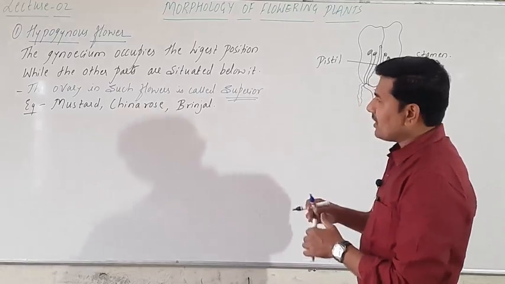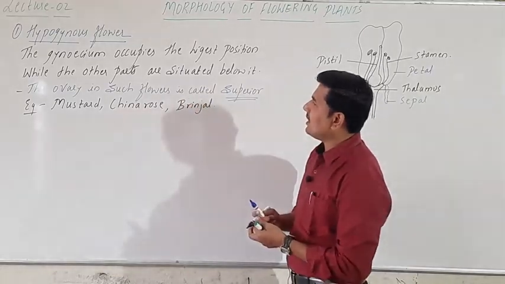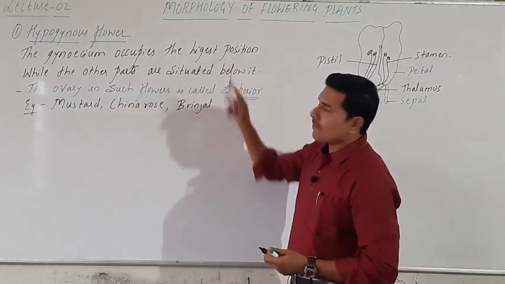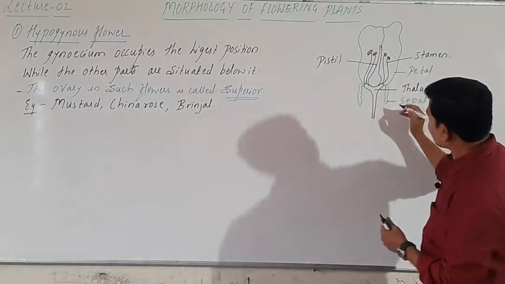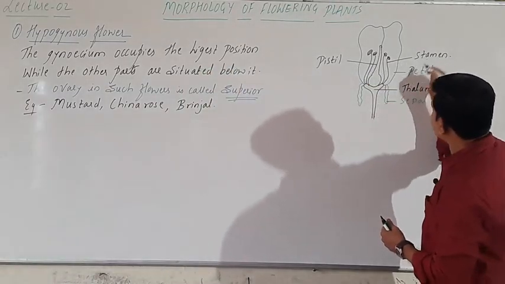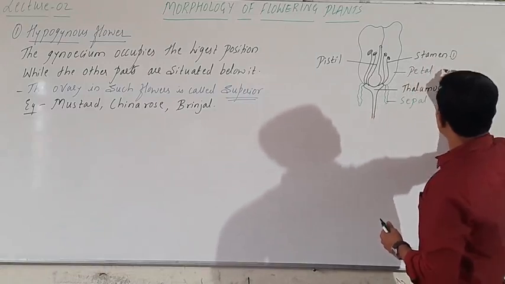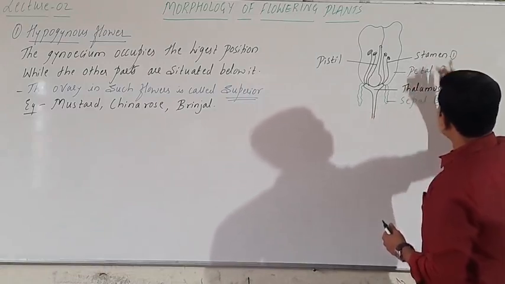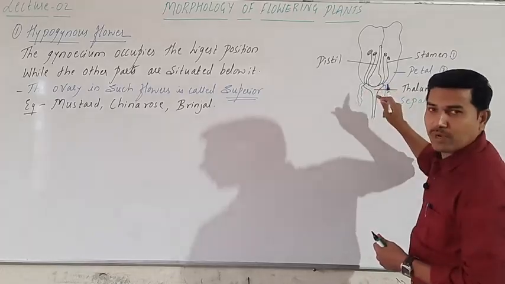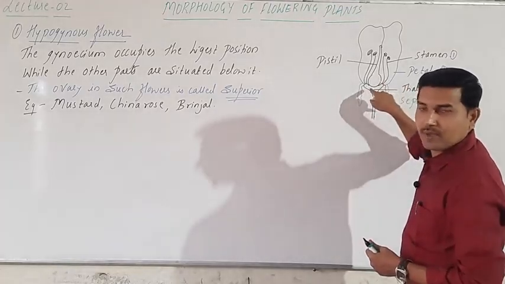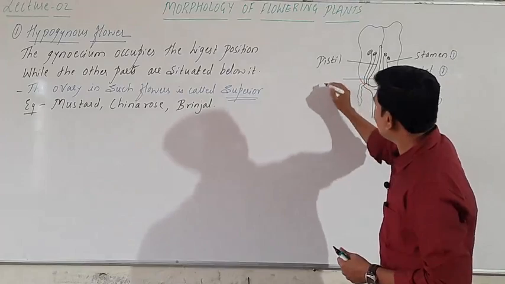Now according to the definition, the gynoecium occupies the highest position. Highest means above the sepals, petals, stamens. So let us take this as 1, 2, 3. They will arise from the base of the ovary. This is the ovary. Okay, what we are seeing here, this is the ovary.